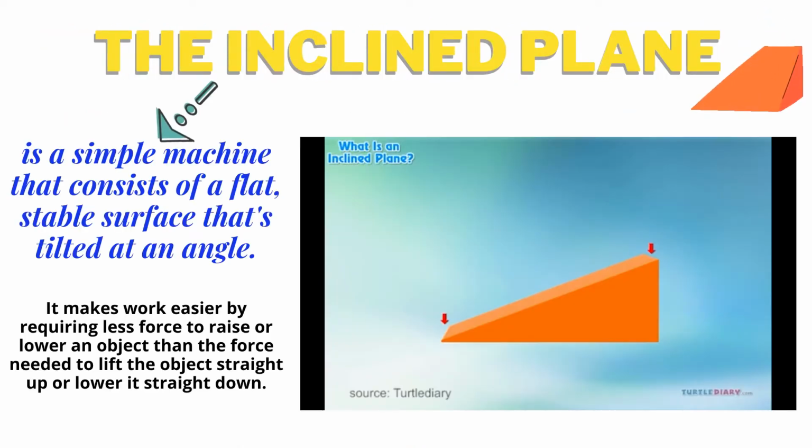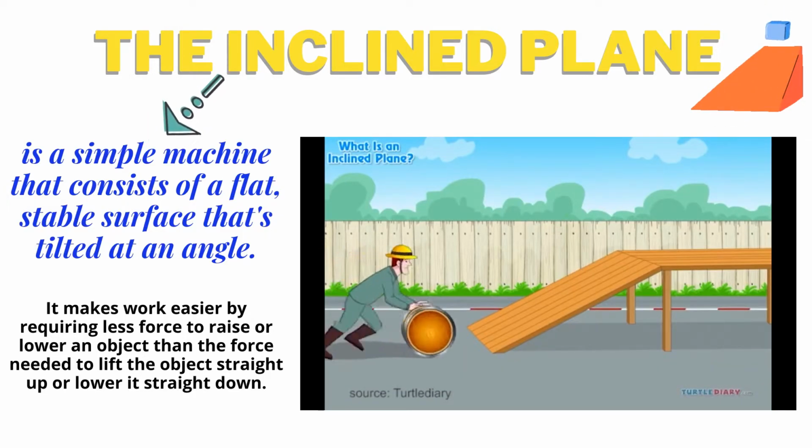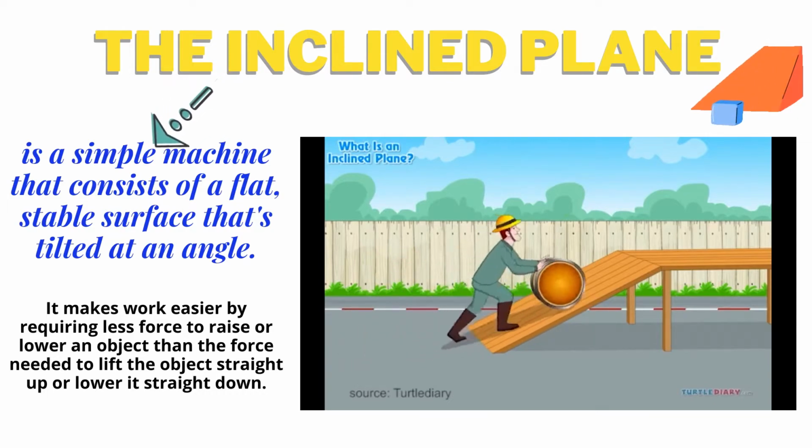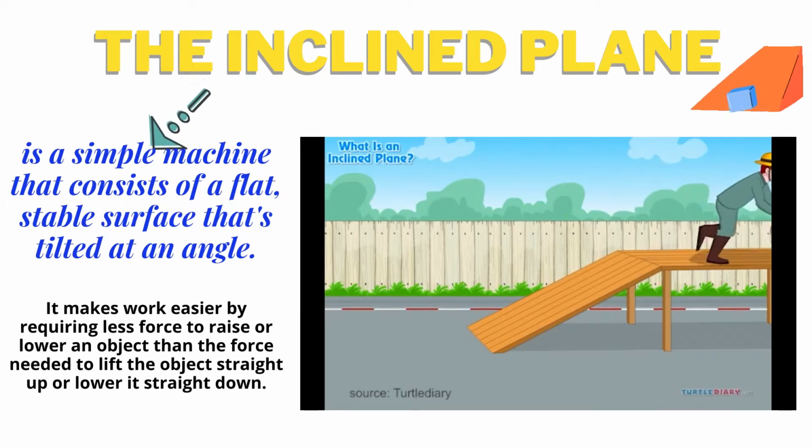The inclined plane. An inclined plane is a simple machine that consists of a flat, stable surface that's tilted at an angle. A long board whose one end is positioned higher than the other so that it can be used for rolling things up and down on its surface is an example of an inclined plane.